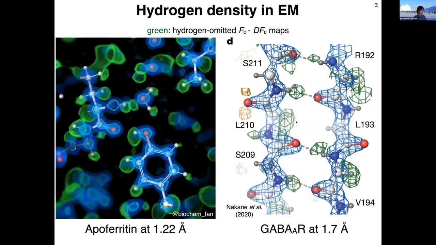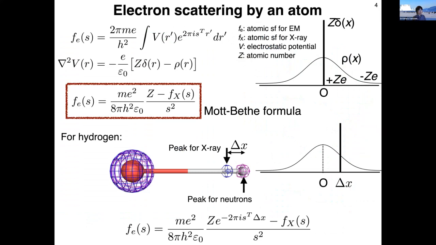An X-ray crystallographer may wonder why only 1.7 angstrom resolution enabled it. And you may also wonder why these density peaks are slightly off from the hydrogen position in the model. I'll try to explain these things first. So let's review the scattering theory.